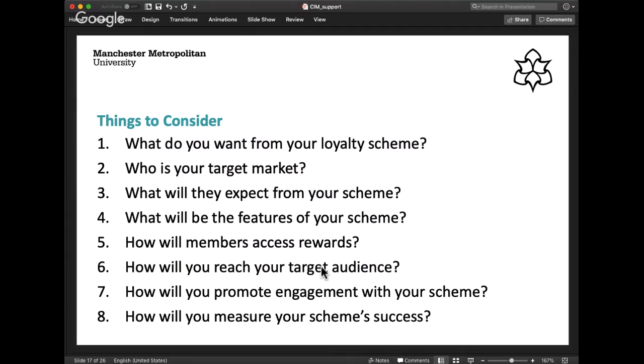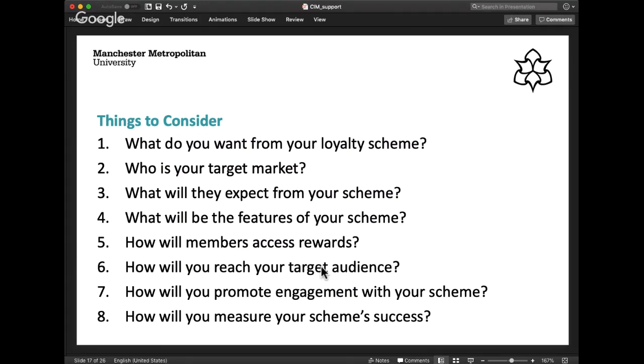Are they going to expect a physical card? Are they going to expect an app? What are they going to expect? And what features do you feel are going to be really important as part of your scheme? You need to really carefully consider how your members of the scheme are going to access the rewards. How are you going to reach this target audience through your paid promotion? And how will you promote a continuous engagement with your scheme? How will you get people to firstly sign up to your scheme and then an ongoing retention within the scheme?